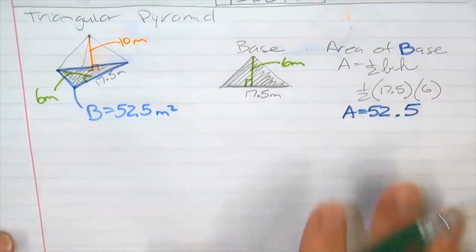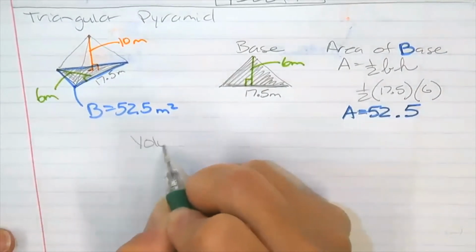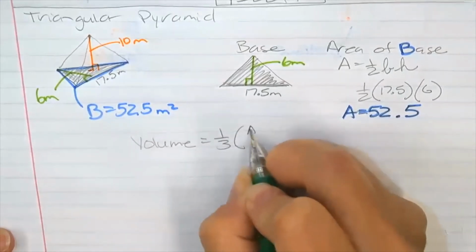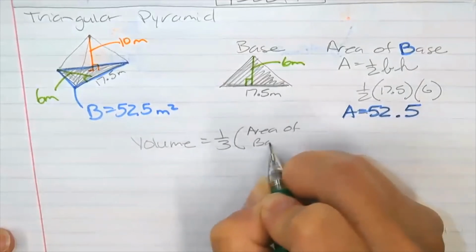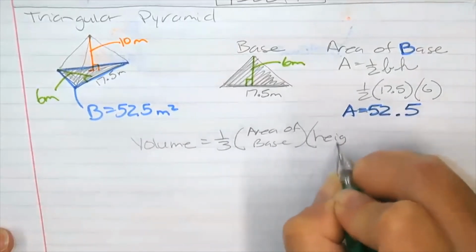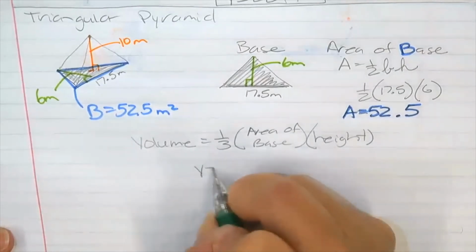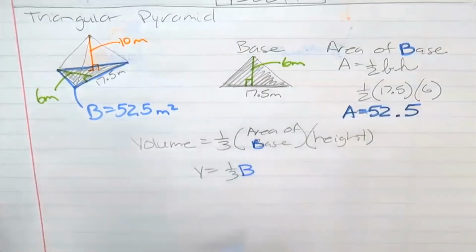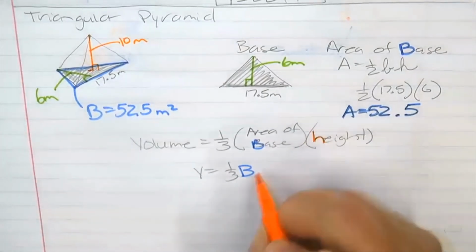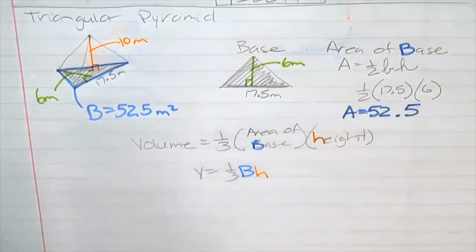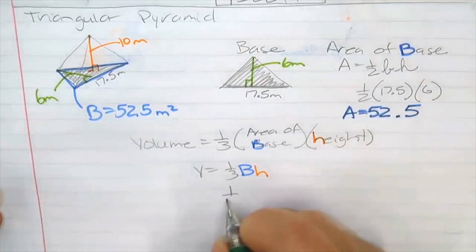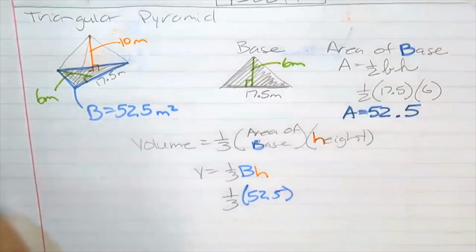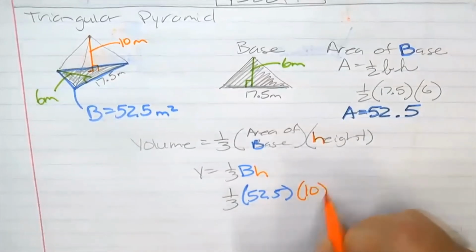Now I can find the volume of the pyramid. The volume of a pyramid is equal to 1/3 the area of the base times the height of the pyramid. And it will look like this: 1/3 the base times the height. So now it's substitution. 1/3, my base is 52.5 and my height is 10.